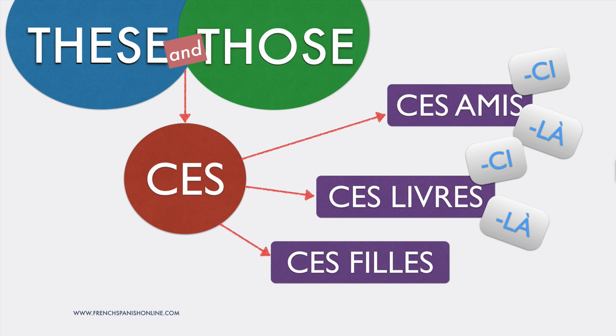Another example with the feminine word fille, girls, so ces filles, these girls or those girls, and if you want to stress the difference, ces filles-ci, ces filles-là. So actually, at the end of the lesson, you know three words, ce, cet, cette for singular words, and ces for all plural words in French.